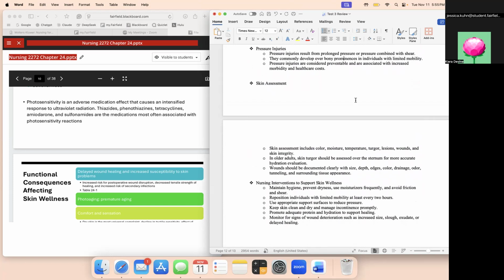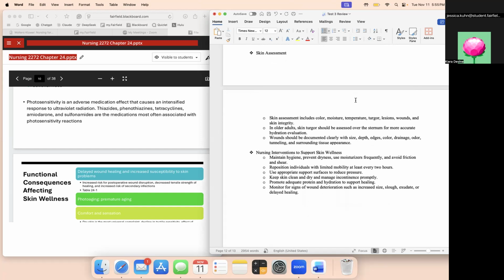So it's important to assess the skin as a whole and not just the higher risk portions. That skin assessment is going to include color, moisture, temperature, turgor, lesions, wounds, and the skin integrity itself. In older adults, skin turgor should be assessed over the sternum for a more accurate hydration evaluation because the elasticity in the peripheral parts of the body, like the face and the hands, is going to be much more compromised. But the skin over the sternum is always a little bit more taut.